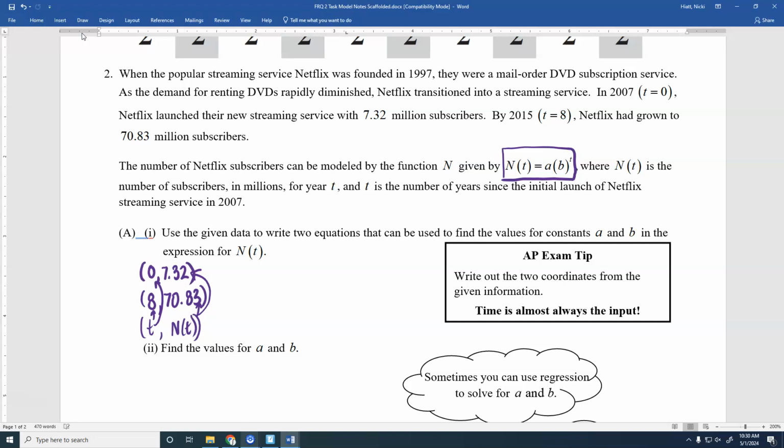So to write your two equations, you're going to plug the point into that expression. For 0, 7.32, you're going to put 7.32 equals A times B to the 0. And then for your second equation, you're going to use the other point: 70.83 equals A times B to the 8.